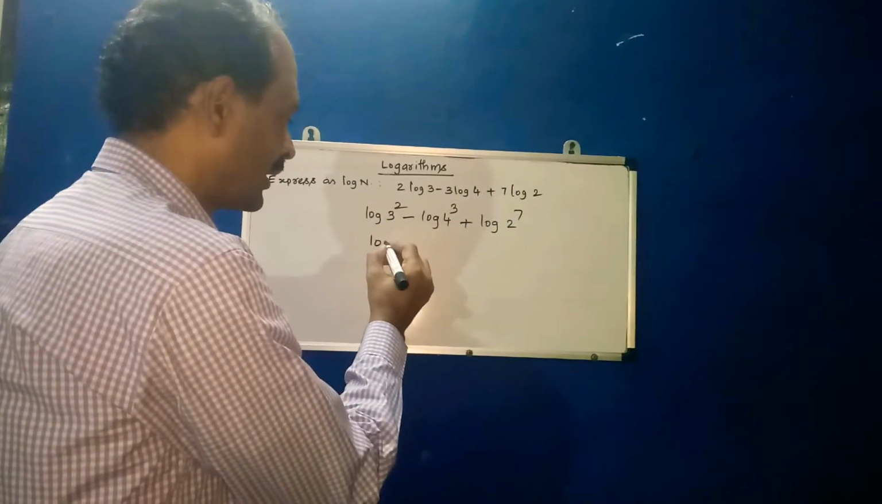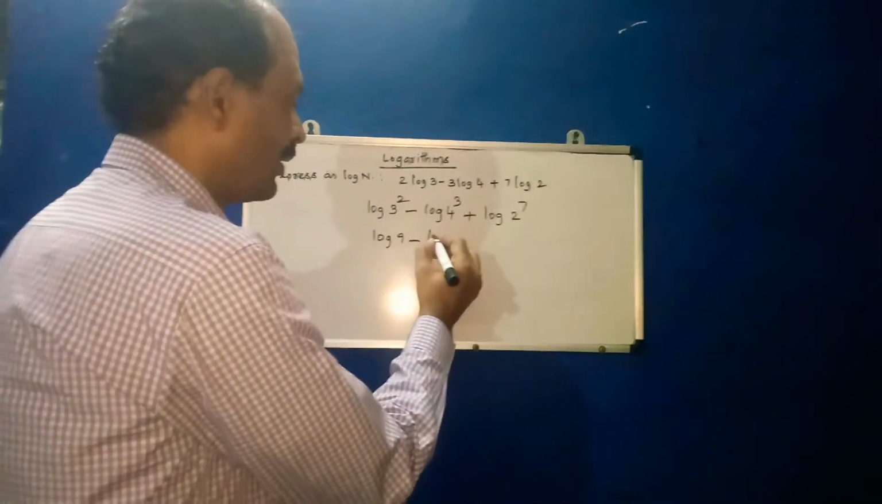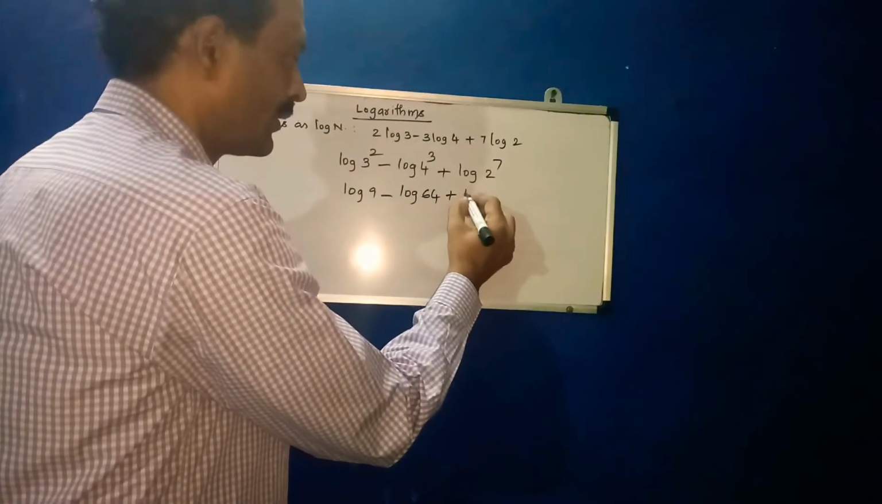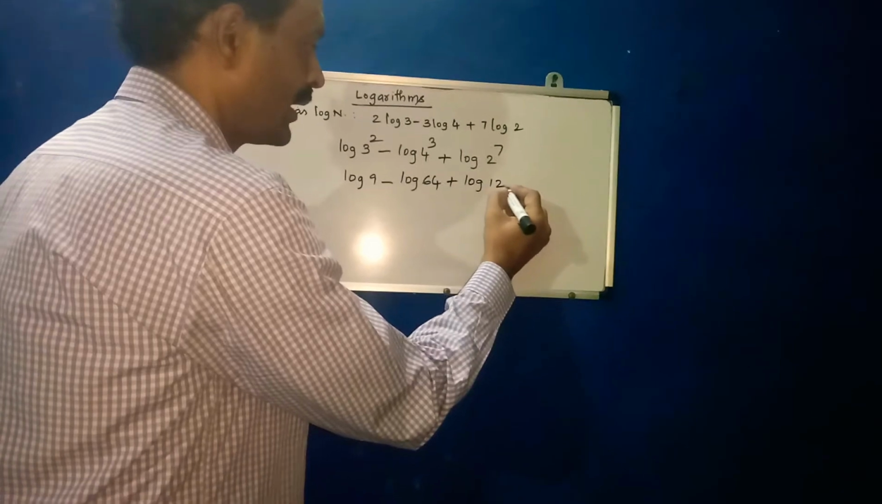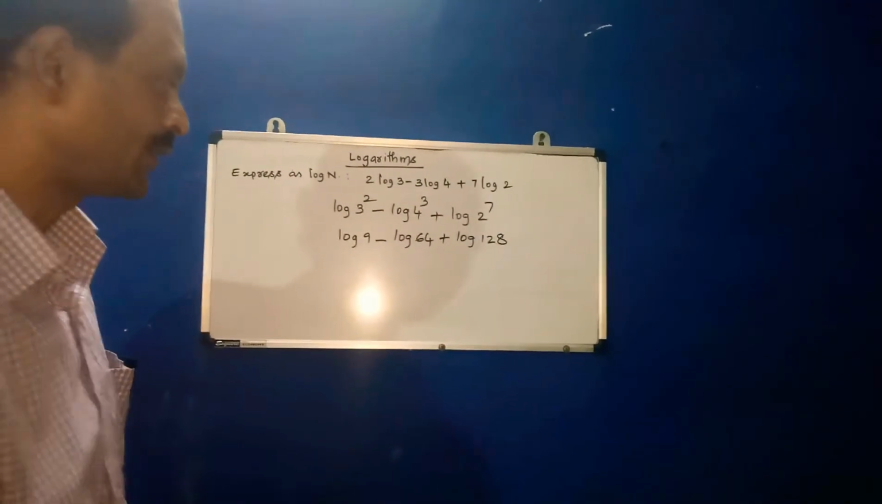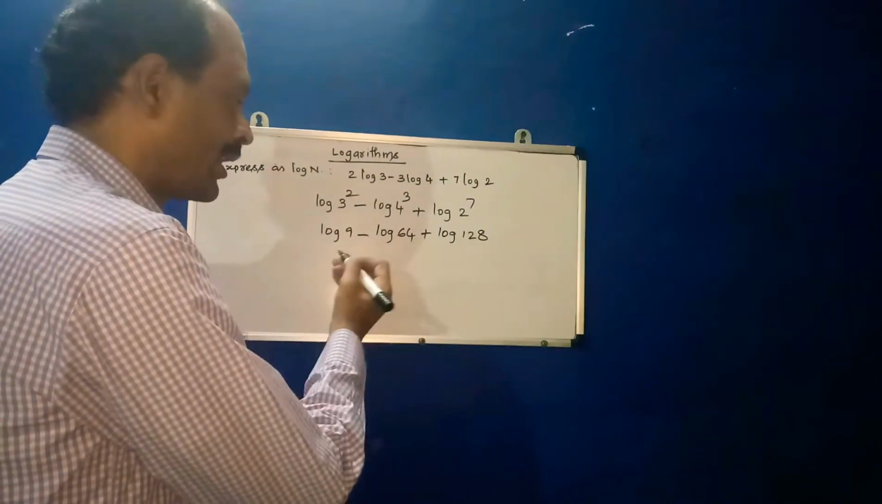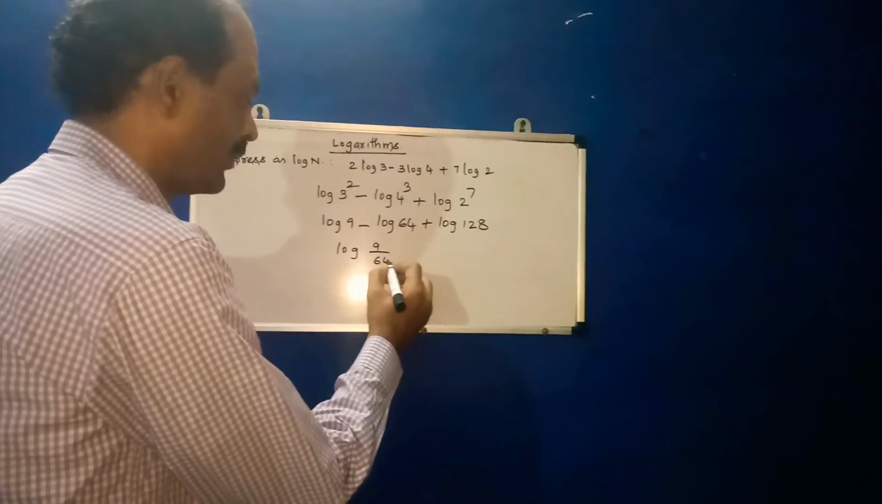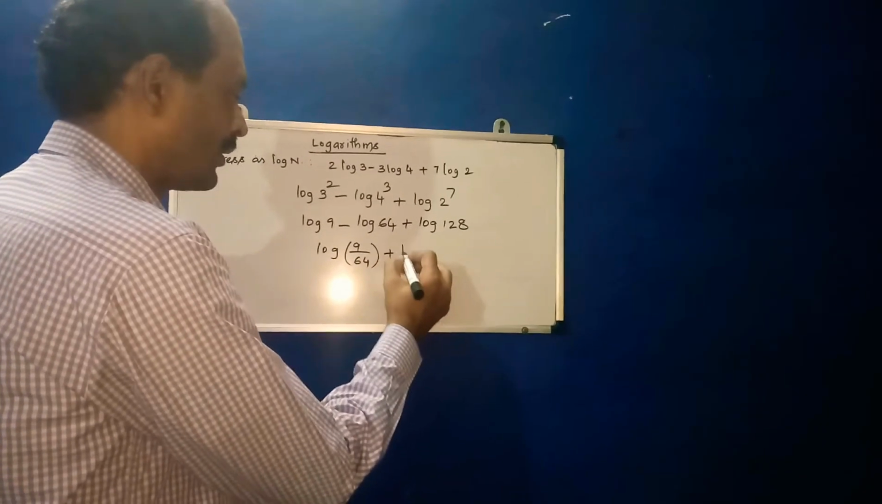Log 3 square is nothing but log 9, log 4 cube is nothing but log 64, and log 2 power 7 is log 128. 2 into 2 into 2, 7 times will give you the product as 128. Now this is like log a minus log b, which we can write as log a by b, so log 9 by 64, plus log 128.